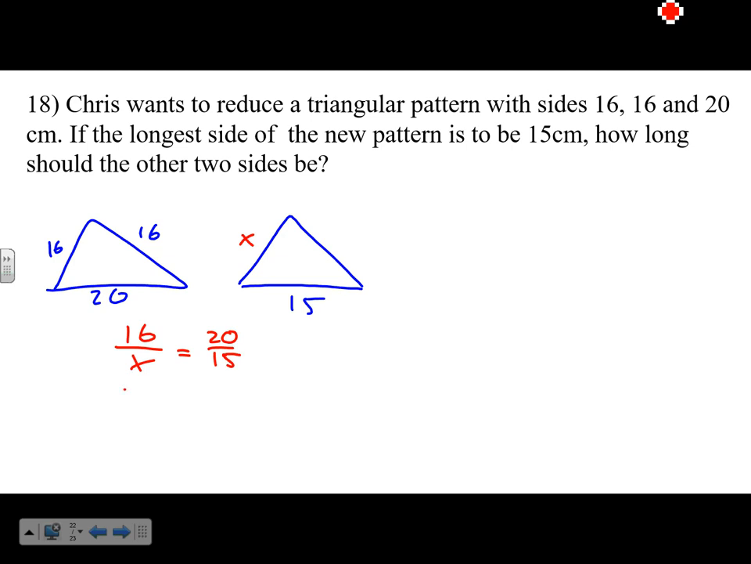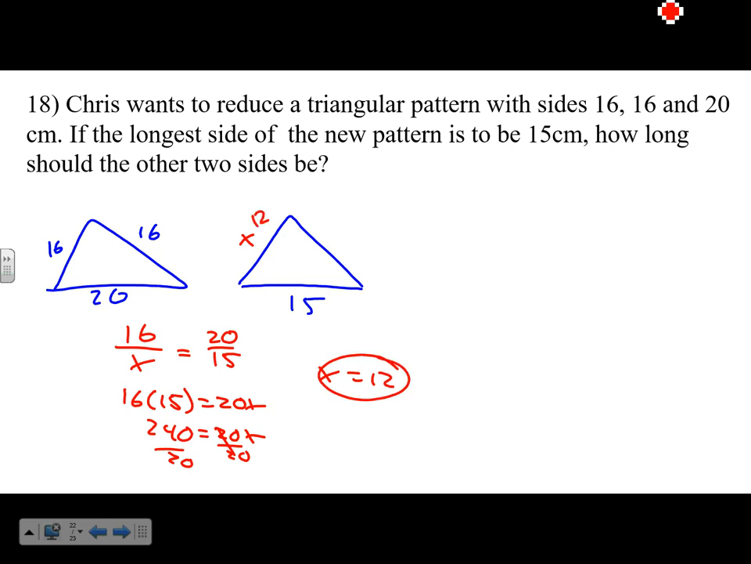So we have 16 times 15 is equal to 20x. 240 is equal to 20x. Divide by 20, and we end up with x is equal to 12. So that means this side is 12. But again, the good news is you could do this whole problem over again, the same process, to find this side if it's different. But since they're both 16, then this one also has to be the same. So those sides are 12.